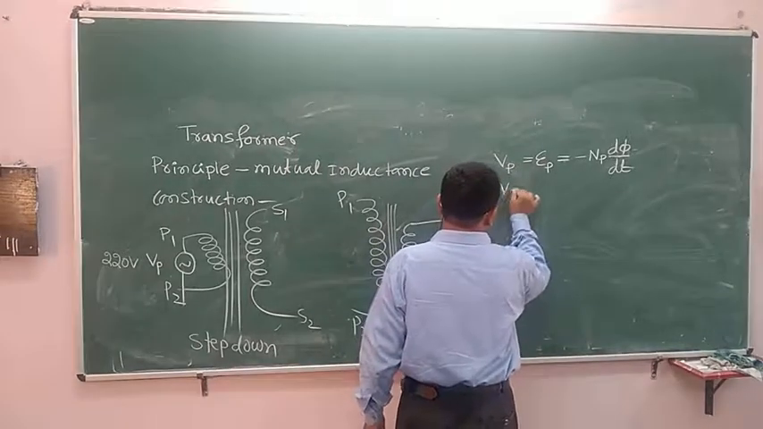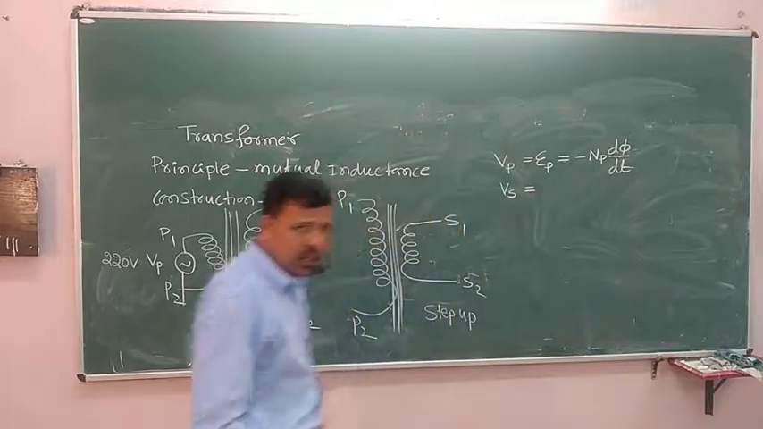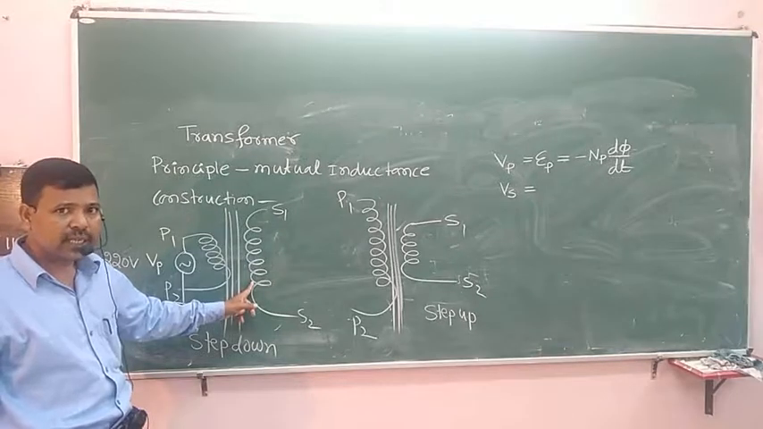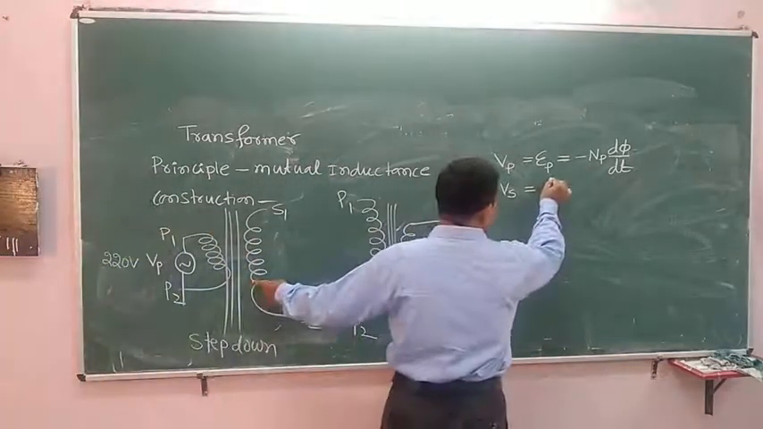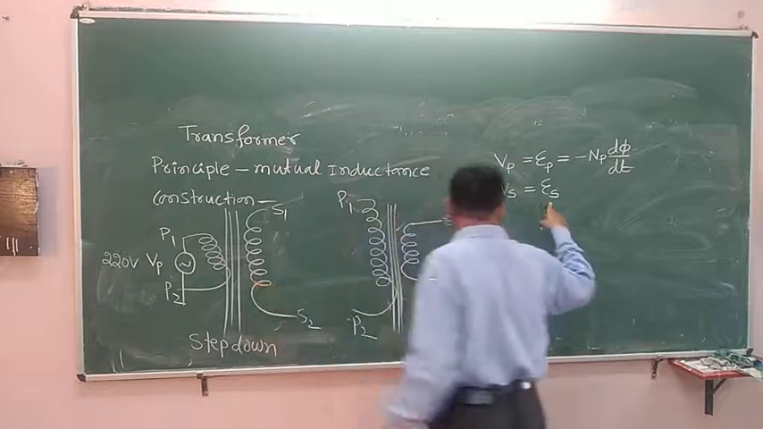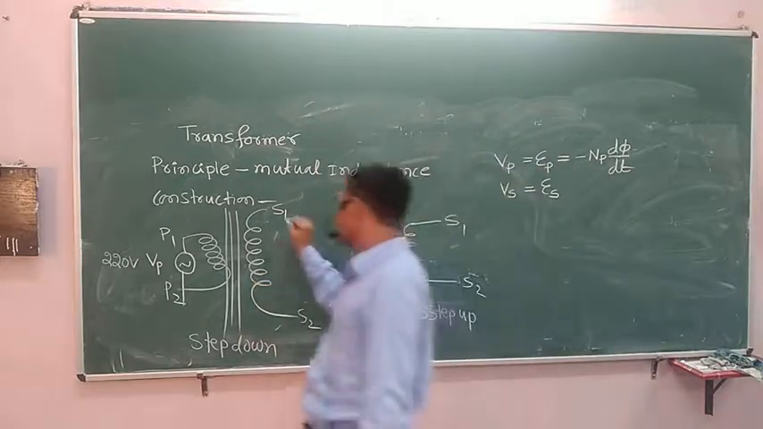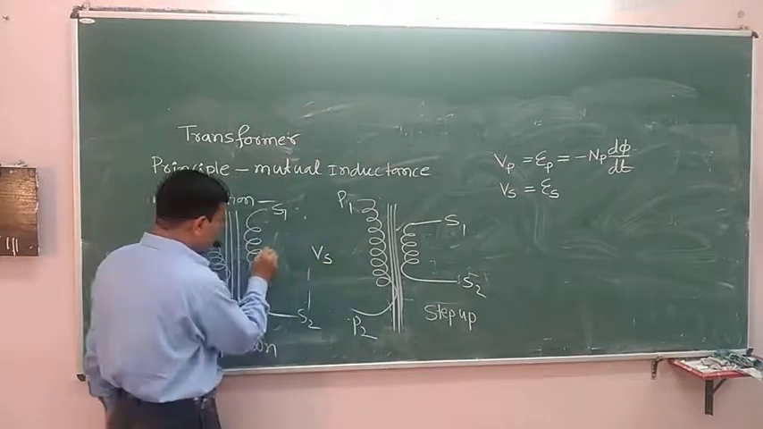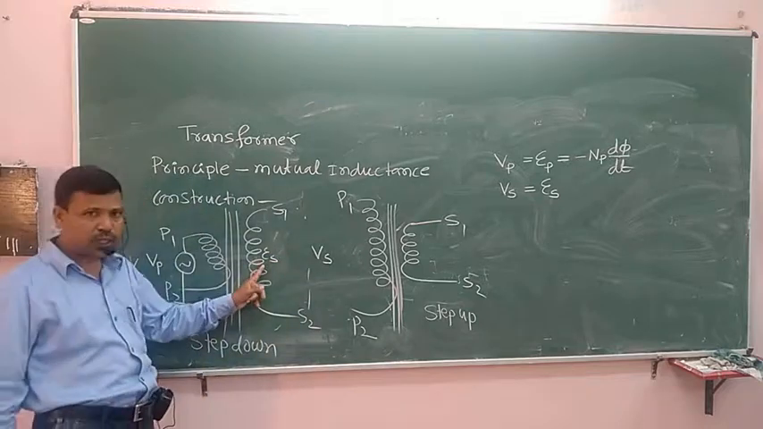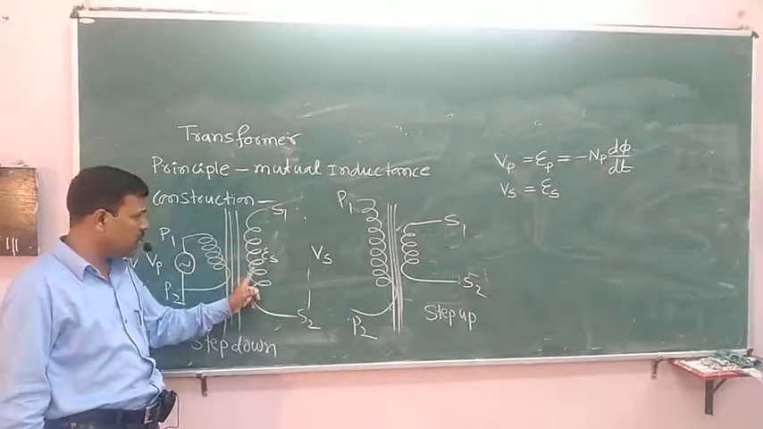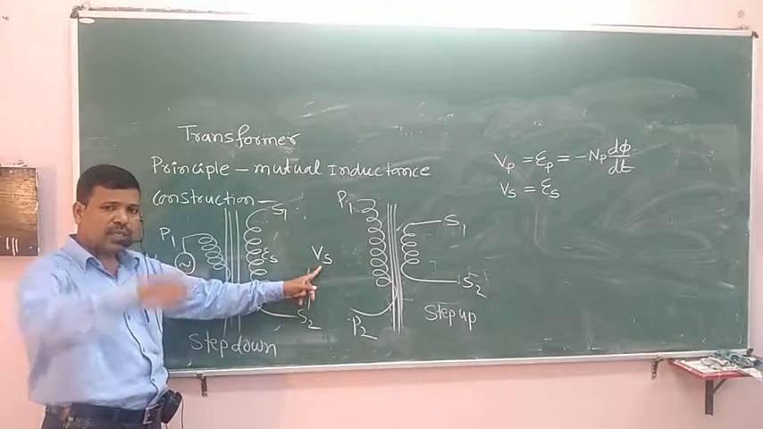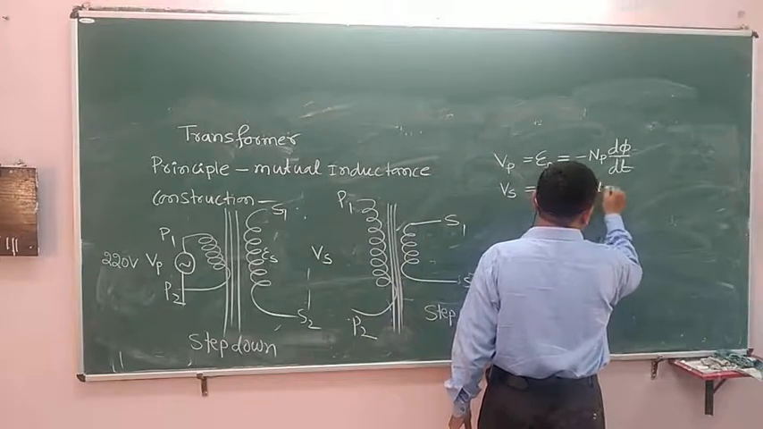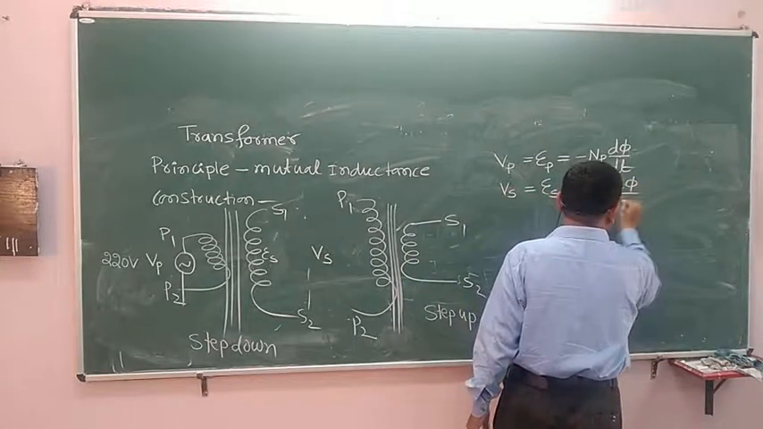Similarly, the induced voltage in the secondary coil is equal to the output voltage taken across the secondary coil. Here is Vs, here is Es. Es means induced voltage in the secondary coil due to change in magnetic flux. Vs means the voltage that is taken, which is equal to minus Ns into d phi by dt.